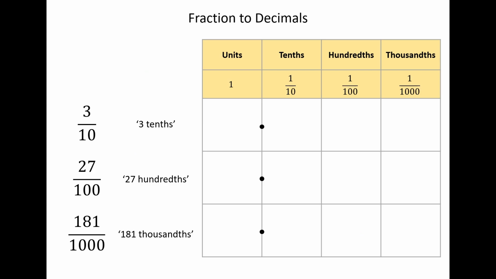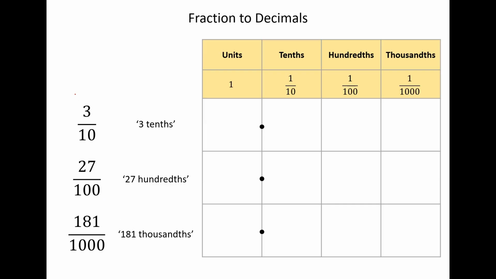Hi class, in this video we're going to be talking about how to convert fractions to decimals. So to start, 3 over 10, that's basically 3 tenths. 27 over 100 is basically 27 hundredths. And 181 over 1,000 is simply 181 thousandths.